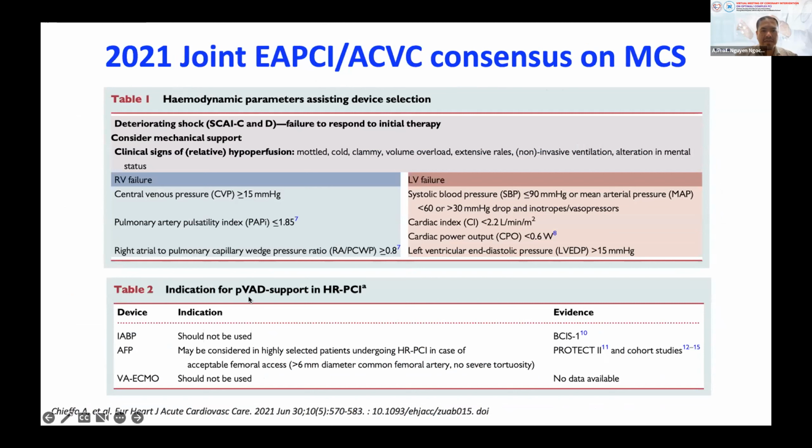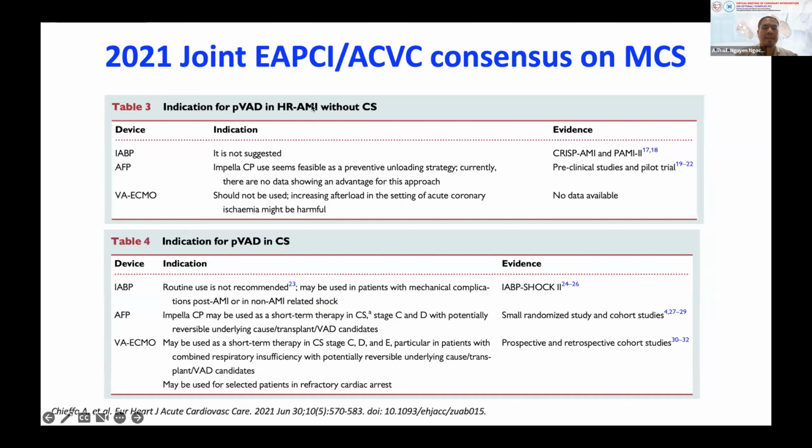You can see here is some indication for the device support in high-risk PCI, and IABP should not be used, the tandem heart or Impella should be considered in highly selected patients, and ECMO should not be used. If the patient got an AMI without the cardiogenic shock, IABP is not suggested. Tandem heart and Impella are okay. Impella seems to be feasible as a preventive unloading strategy, even though there is not much data showing that. And if the patient got a cardiogenic shock, then the role of the ECMO increases.